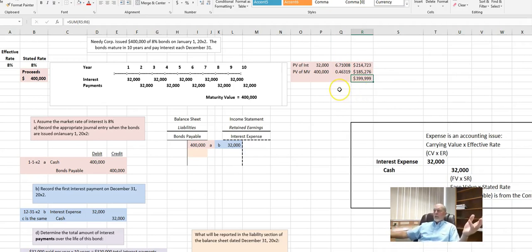Now these table factors are from the present value tables that I gave you in Canvas. So when we issue the bonds, we're going to record the cash that we get, $400,000.